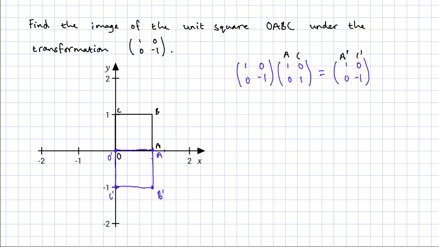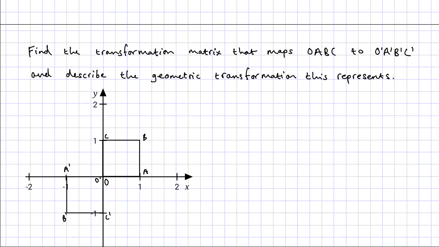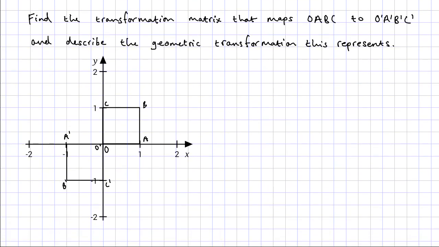Okay, now last example. So we have: find the transformation matrix that maps OABC to O', A', B', and C'. So we have that here, and describe the geometric transformation this represents. Okay, so this is just working backwards, similar to what we did in the last example. So I can see that the O just maps to the O' here, so origin maps to the origin. Now remember, we only need to look at A and C, and where they go. So my matrix must be some numbers here.